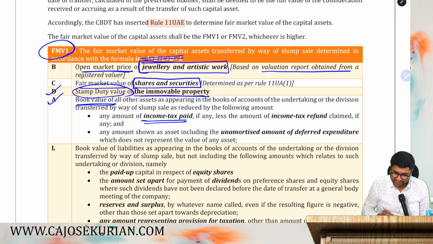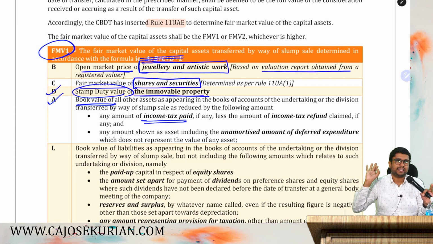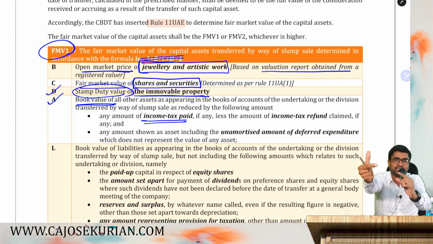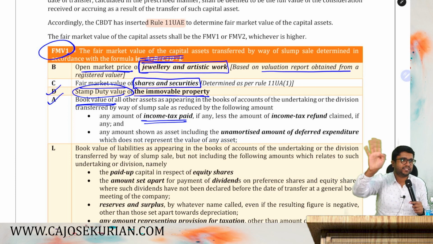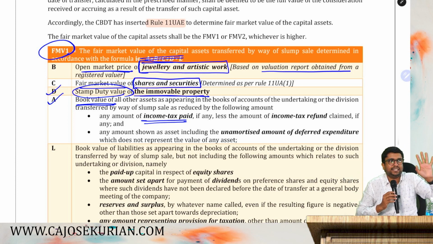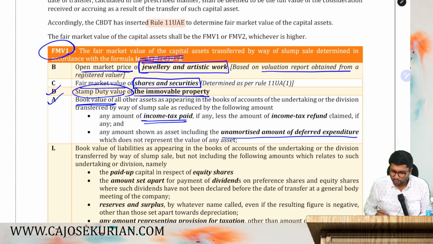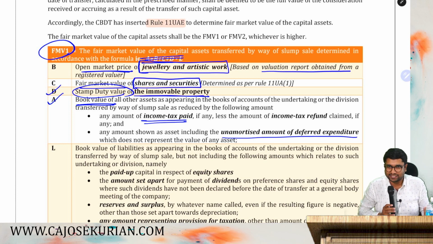income tax paid, TDS, TCS, advance tax. Why? It is not an asset that you can transfer. Can you transfer your TDS asset along with the slump sale? No, you cannot transfer that particular item. So in your balance sheet, if there is TDS, TCS, advance tax or any income tax paid, you can exclude it. And you can exclude the unamortized amount of deferred revenue expenditure. I hope you remember what the unamortized amount of deferred revenue expenditure is, which is a notional asset that we have discussed in exit taxation. Are you all with me?